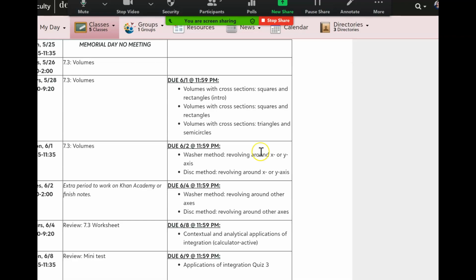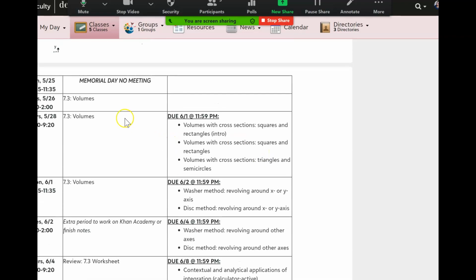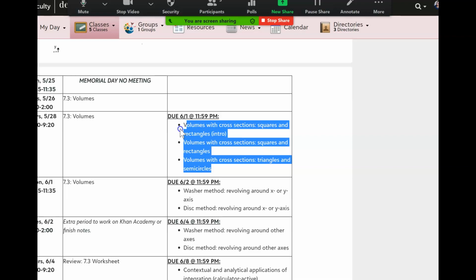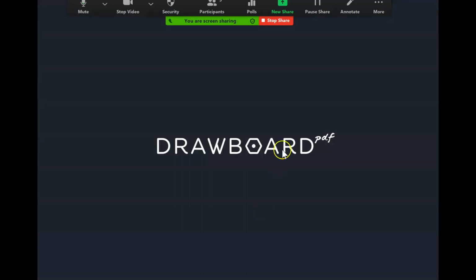So, I was just talking about how today we're going to go over volumes. The first thing is there are 3 things due, but it's due next Monday, so it gives you some time this week. I think we're going to finish pretty much all the notes. Alright, so let's go ahead and go to draw board.